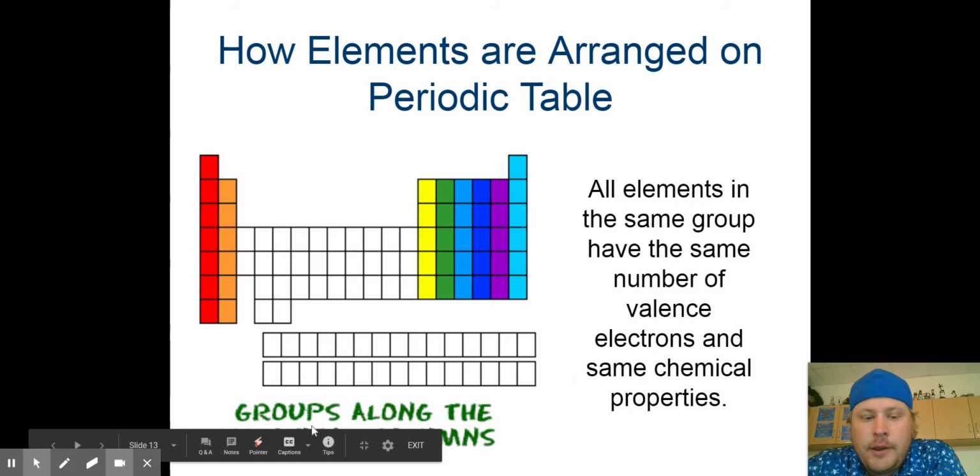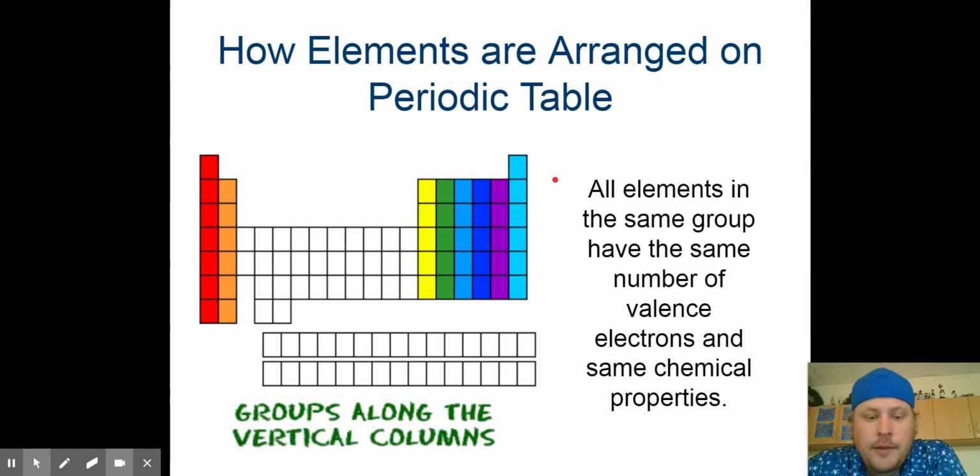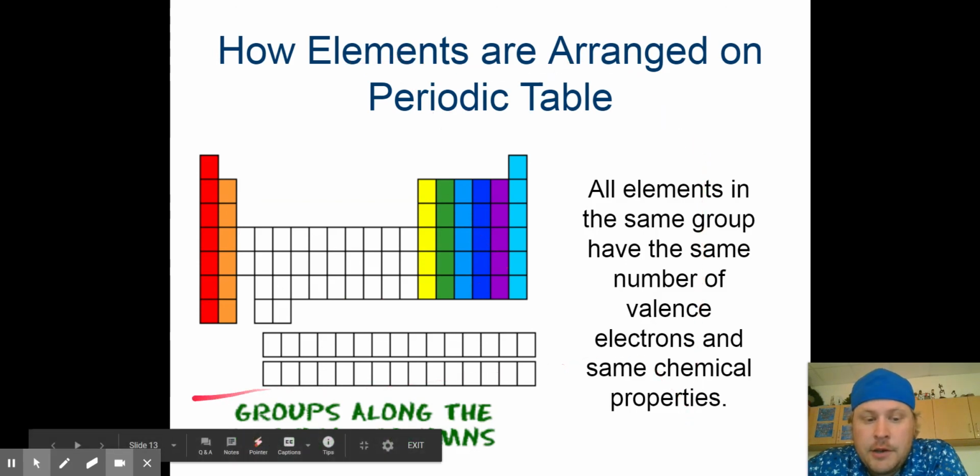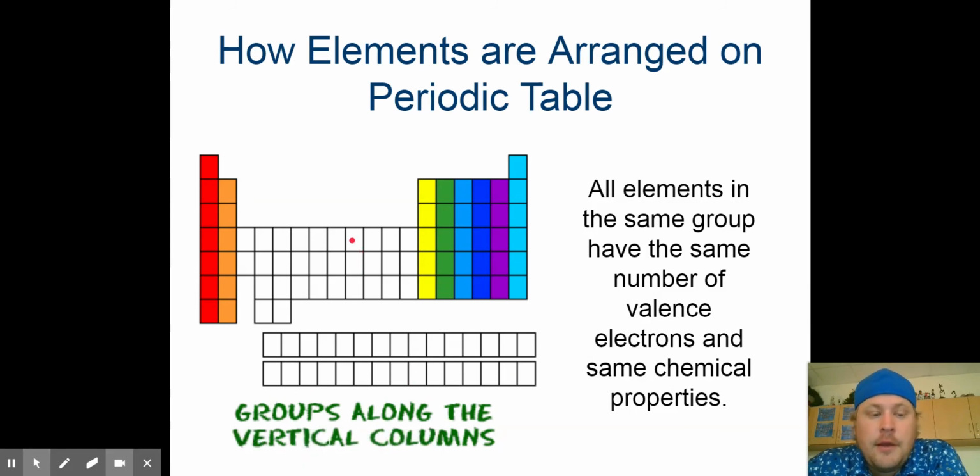The part that's important right here is groups, along the vertical columns. These are called groups, okay? So group 1, group 2, group 3, group 4, group 5, group 6, group 7, and there's 8. There are 8 groups, okay? So when you start talking later on about groups, that's what you're going to do. So again, pause, put this in color into your notebook. You should have the title, you should have this information: groups are along the vertical columns. Take notes.